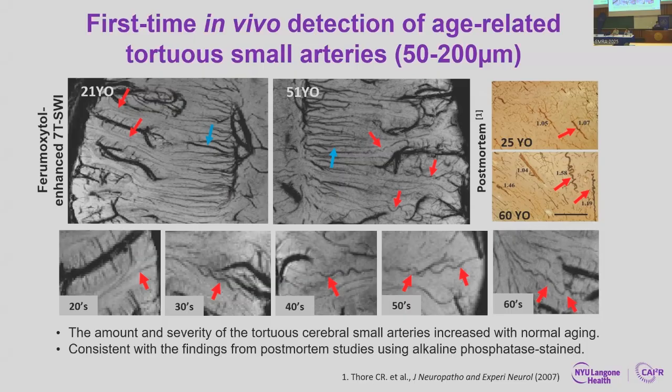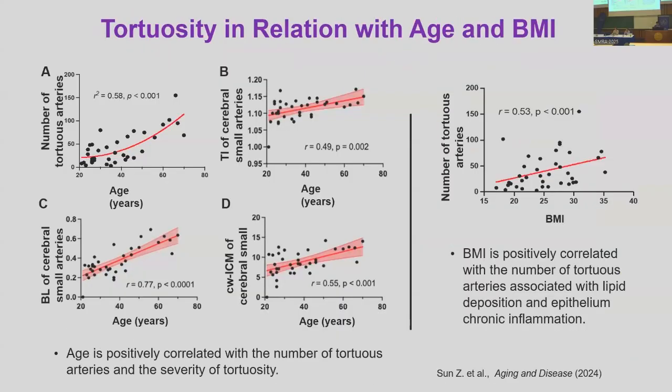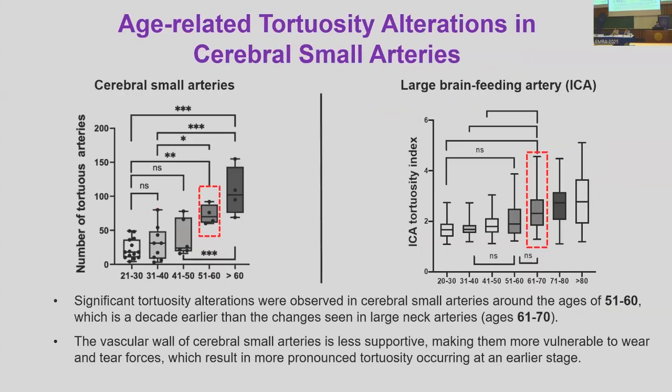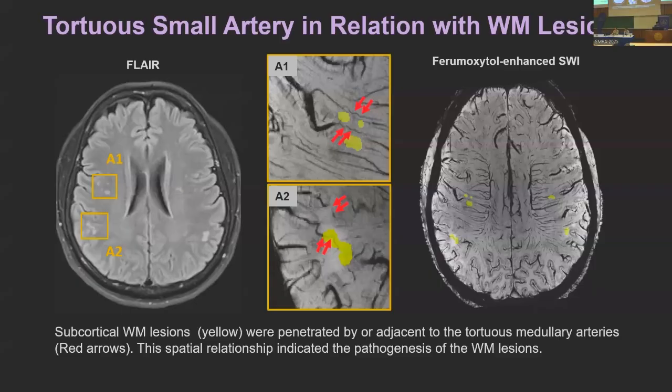And the tortuosity severity is also increasing with age. These are some correlations of both the number and tortuosity severity with age. We also found the number of tortuous arteries increases with BMI, which is also a vascular risk factor. Interestingly, we've also found the starting point of significant change for the small vessels is a decade earlier than the large vessels, as shown here. One is 50, one is 60. And the regions with a higher number of tortuous vessels also have a high number of vascular hyperintensities.